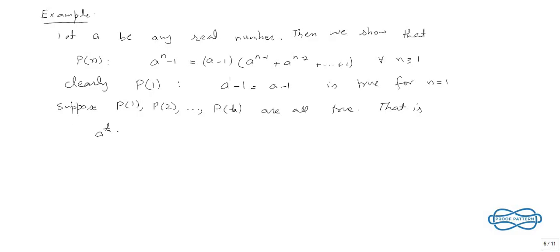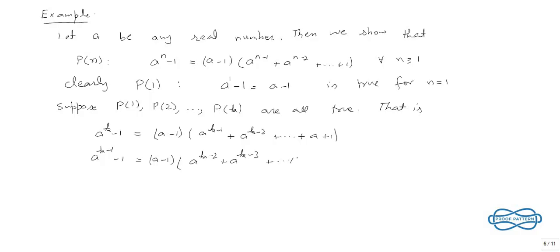that is a to the power k minus 1 is equal to a minus 1 times a^{k-1} plus a^{k-2} plus so on plus a plus 1, and similarly a^{k-1} minus 1 is equal to a minus 1 into a^{k-2} plus a to the power k minus 3 plus so on plus a plus 1. Okay, this is our supposition.